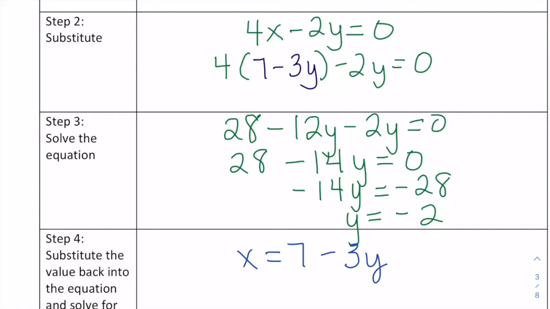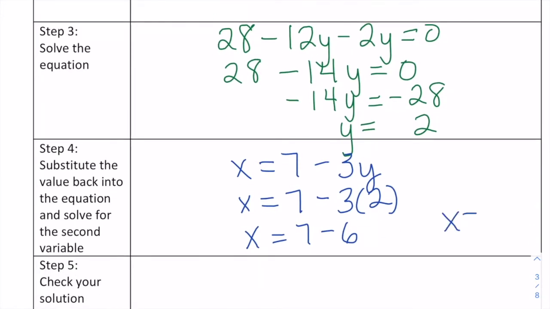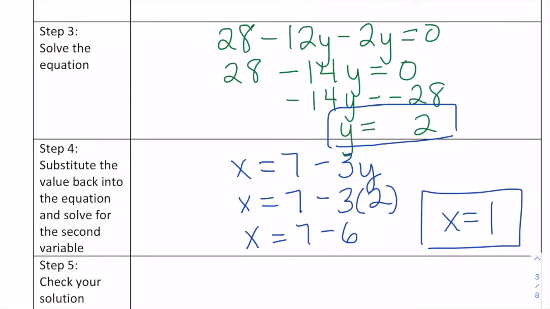And so this is going to be 7 minus 3 times, this was positive 2. So x equals 7 minus 6. So x equals 1. Okay, so here you kind of see y equals 2. I'm going to just put a box around so you can see clearly. And x equals 1. Now we want to make sure we check our equation.